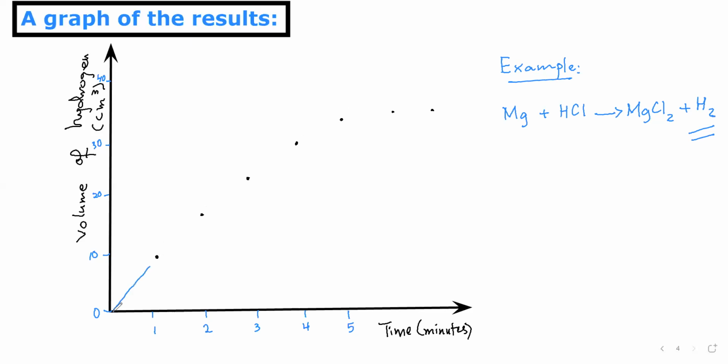I am using the digital pen, because I need to put the line till the last. So this will be our plotting of results. Here could be 6 minutes, 7 minutes. This is basically the reaction between magnesium and hydrochloric acid. Here we can see the slope, the curve. It tells us how fast the reaction goes.